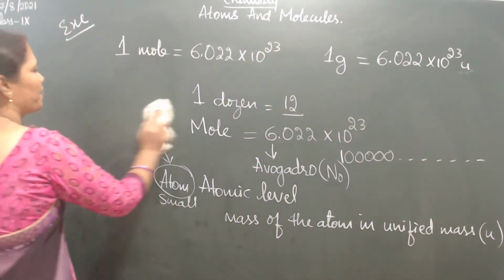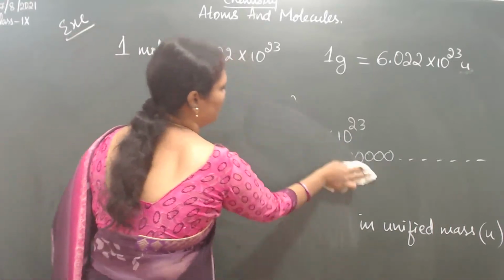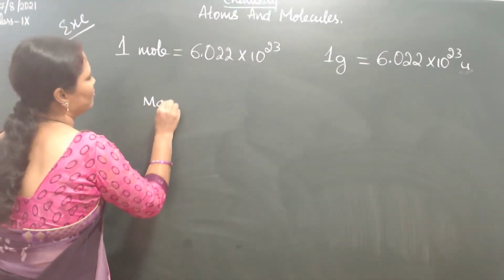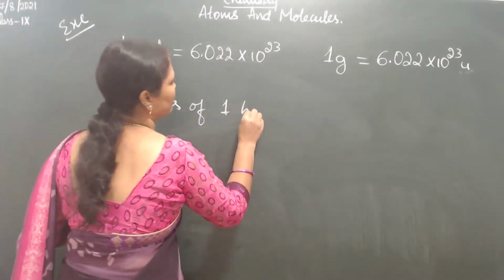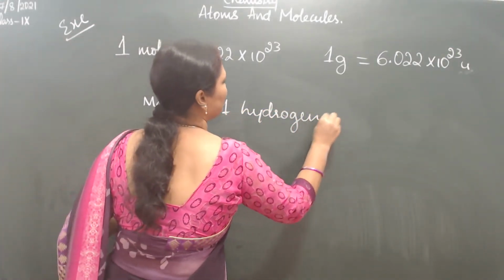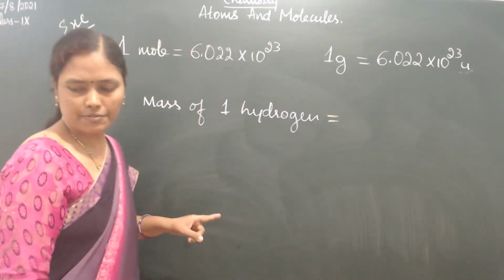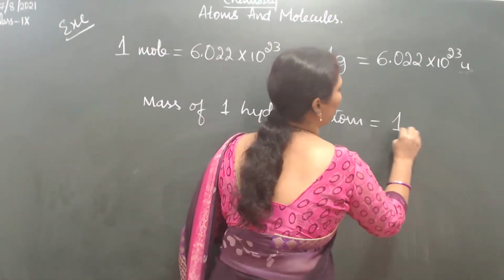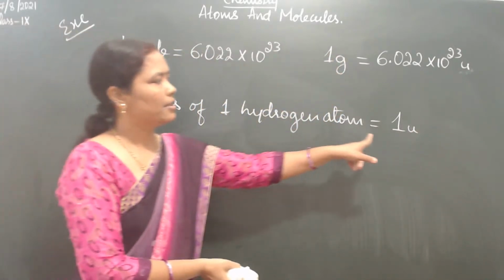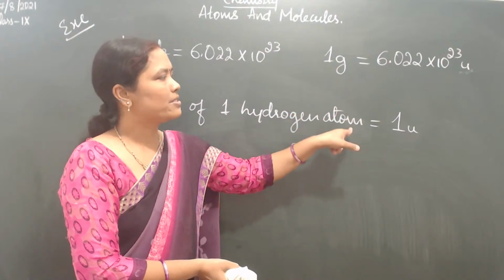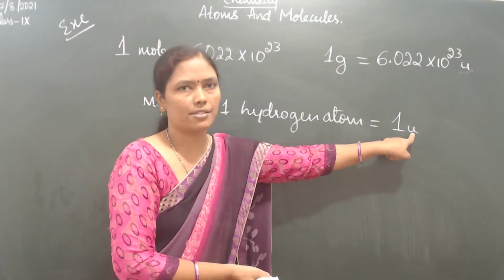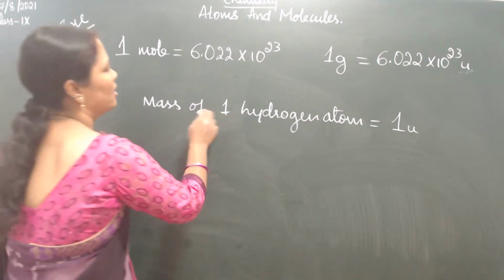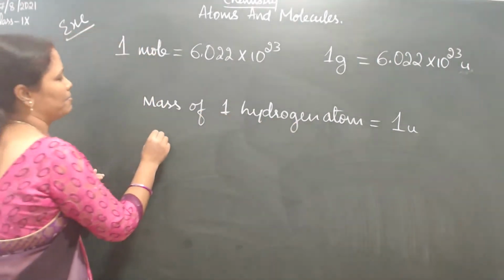For example, I will show you here. The mass of one hydrogen atom is equal to 1 U. This is an atom, and for an atom we measure mass in the unified mass unit, this U. So the mass of one hydrogen atom is 1 U.